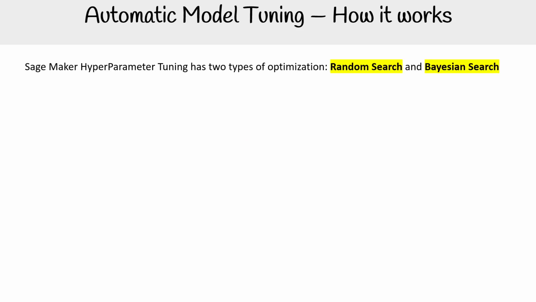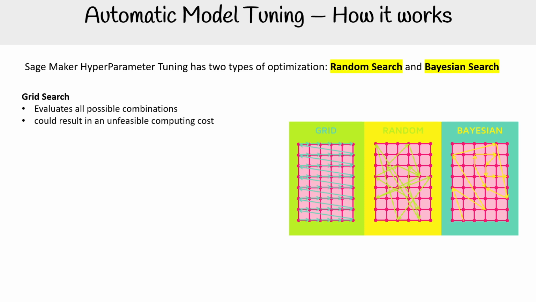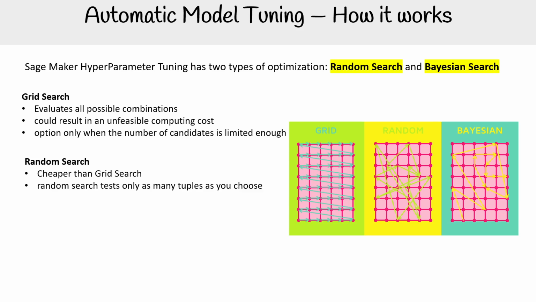How does this all work? Well, hyperparameter tuning has two types of optimizations: random search and Bayesian search. There is another one, grid, but SageMaker does not use this one because it's very inefficient. It evaluates all possible combinations, could result in an unfeasible computation time, and is an option only when the number of candidates is limited enough. You have random search, so it's cheaper. As the name implies, it's completely random. It requires less significant time.